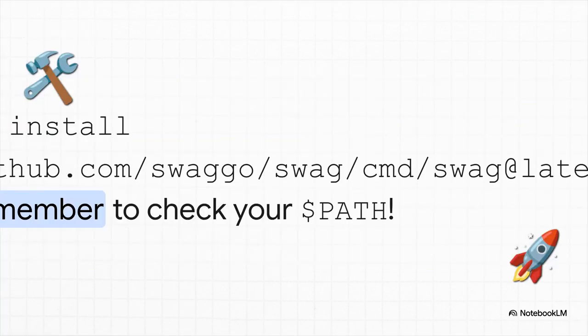Let's do it. First things first, we need the Swag command line tool. You're just going to run this one go install command. Now, here's a really important pro tip. You've got to make sure your $GOPATH/bin directory is in your system's $PATH. If it's not, that swag command just won't work from your terminal, and you'll be scratching your head wondering why.